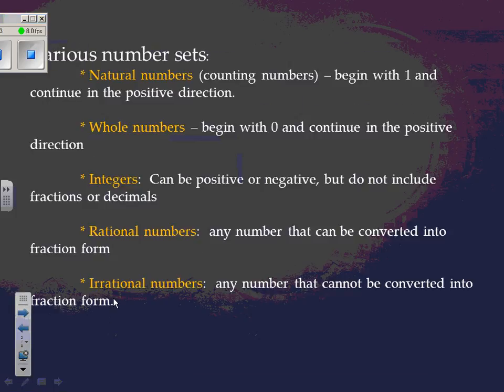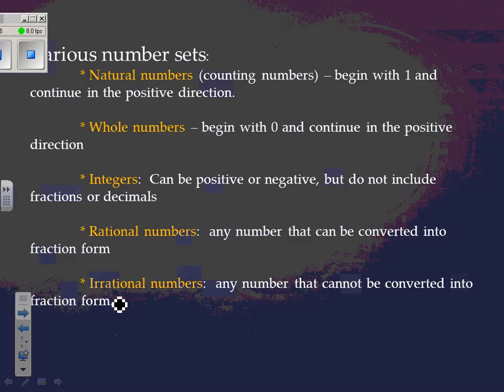Okay, here are those definitions that we were referring to in class today. Natural numbers, otherwise known as counting numbers, begin with 1 and go in the positive direction only. Whole numbers are very close to the same thing, except they also include 0. Integers are when we get to go positive or negative. None of these first 3 systems or sets of numbers include fractions or decimals.